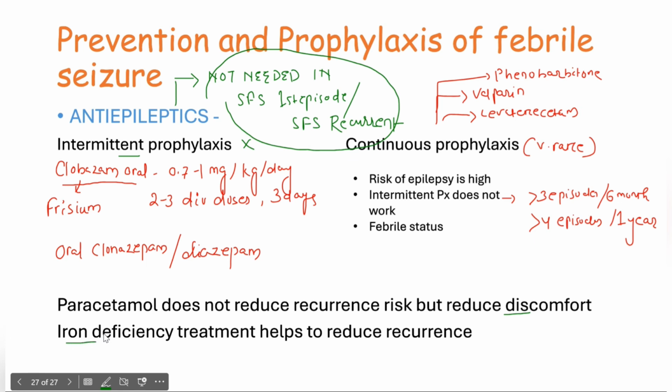Iron deficiency: there are studies that show that if a child is iron deficient and is given iron treatment for iron deficiency anemia, then it helps to reduce the recurrence of febrile seizure also. So that is important. Need to treat iron deficiency anemia.